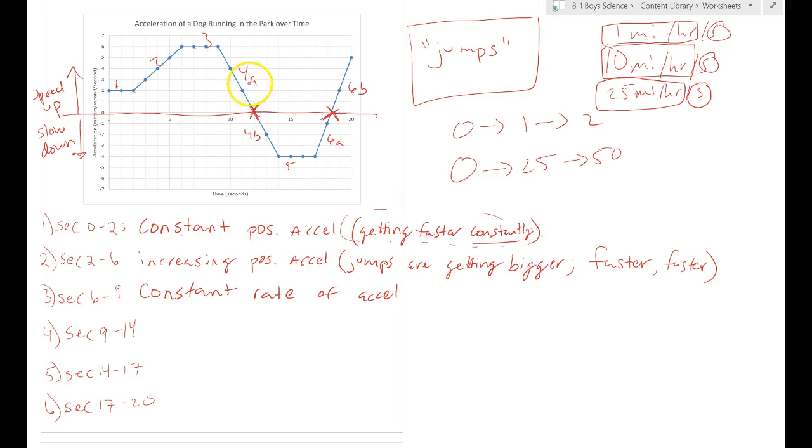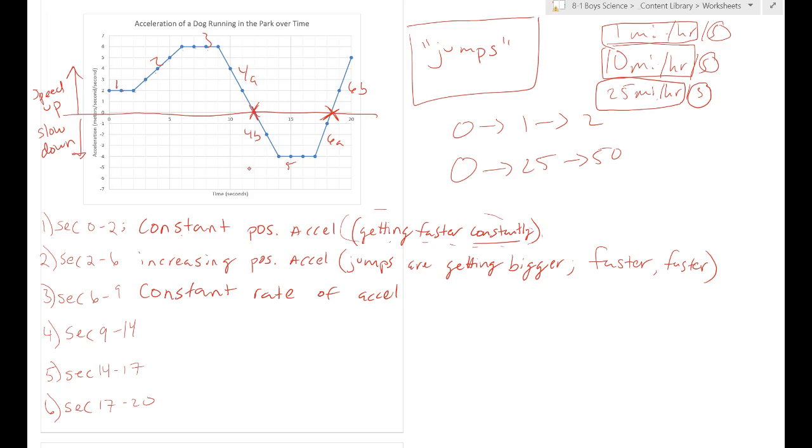For A, let's look at this. Uh-oh, the line's going down. So are we slowing down? No, we're not slowing down. If we were slowing down, we would be in the negatives. Remember, positive acceleration means that you are getting faster. So if you're above 0, you're always getting faster. So then what can a decreasing line mean?